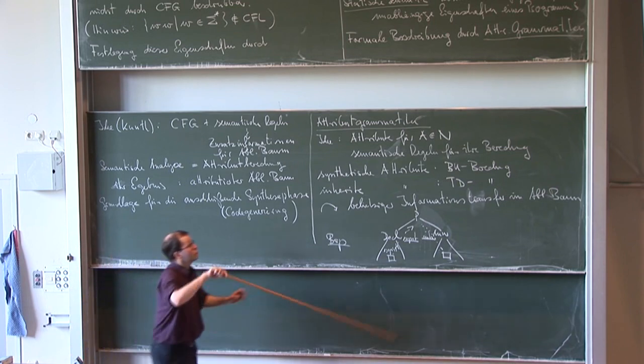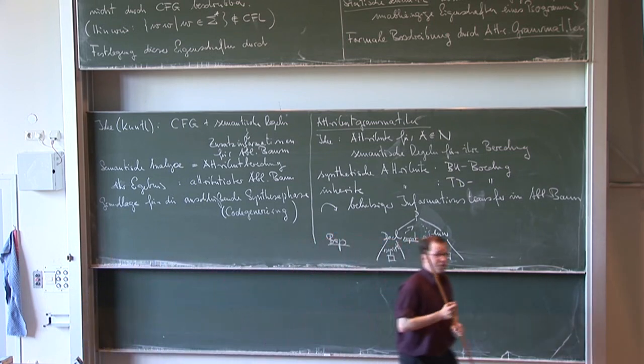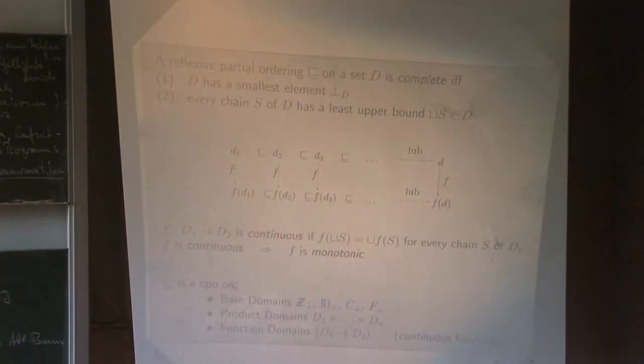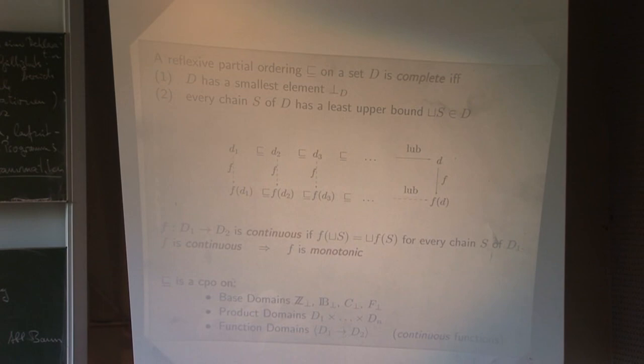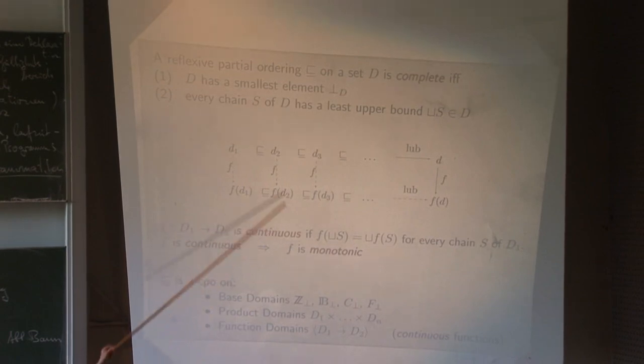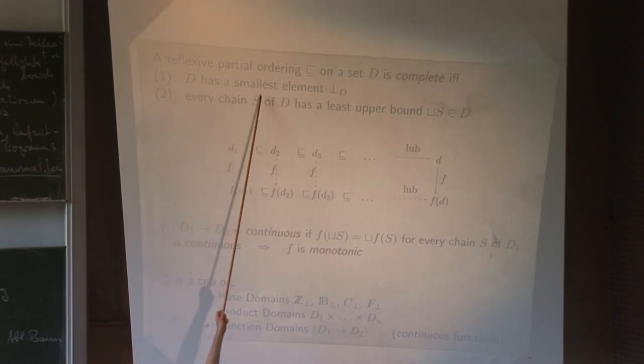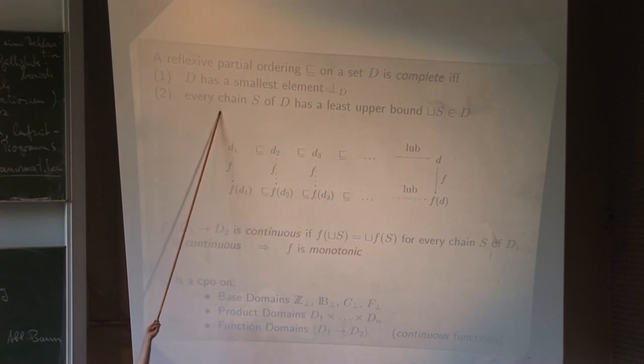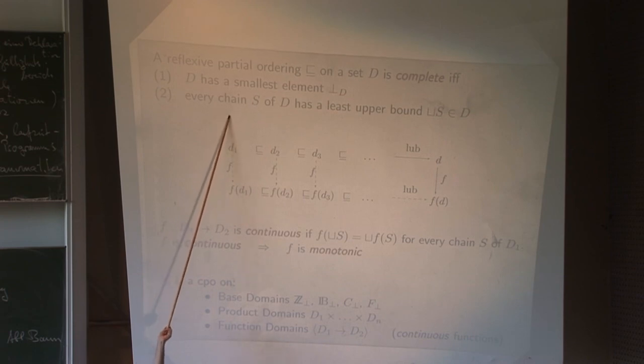Now let's recapitulate what we did. We restrict ourselves to domains where this less defined or equal relation is complete. So it's a complete partial ordering. Complete means, well, first of all, you must have a smallest element, which we denote by bottom. And then, most importantly, every chain must have a least upper bound. And that will be our goal, and today we will finally arrive at this goal. We will show how to define the semantics of recursively defined functions.